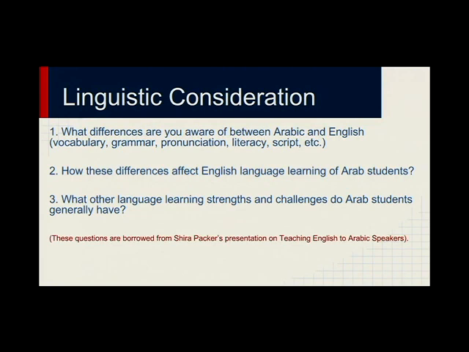How these differences affect English language learning of Arab students? We also need to consider that, correct? And what other language learning strengths and challenges do Arab students generally have? If my student is bad at writing, he is good at speaking. So again, I have to create a balance.